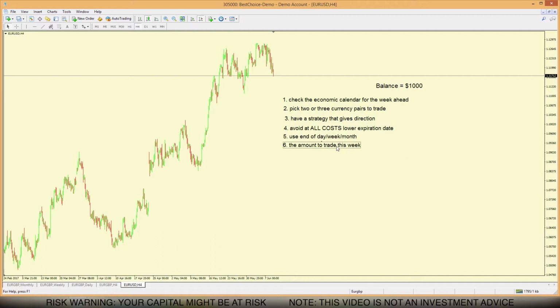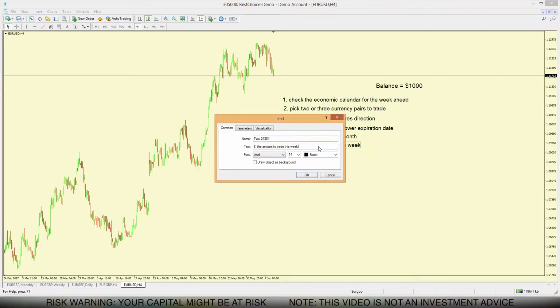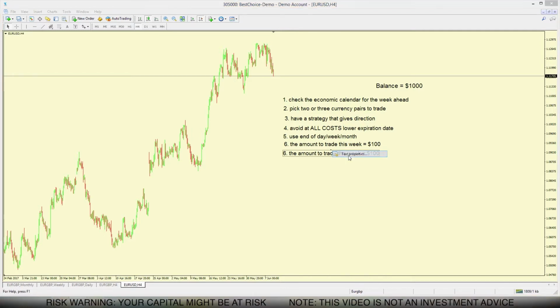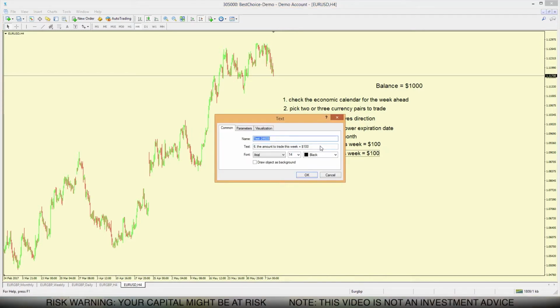Let's say we decide to invest $100 every week. $100 will be our amount to trade each and every week. So we start with $100 on Monday. So Monday comes, we already have a plan. We know what to trade, we know the expiration dates, and we know the amount. Now, number 7. What's the wisest thing to do? To invest the whole 100 in one trade? Definitely not.